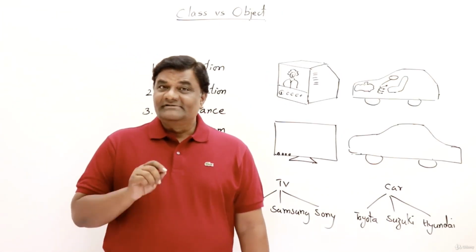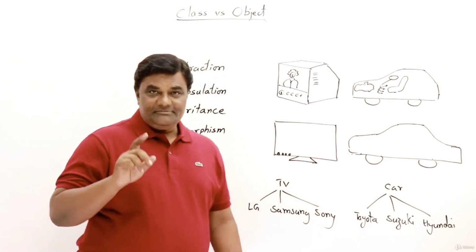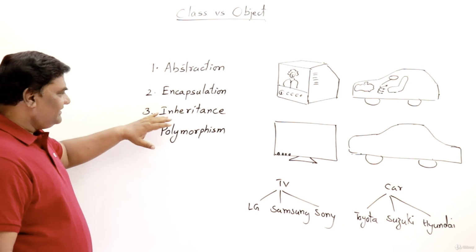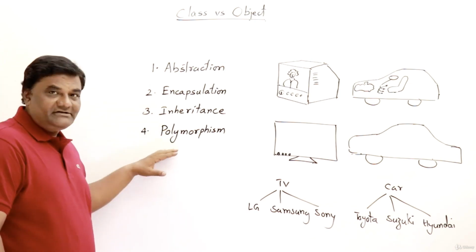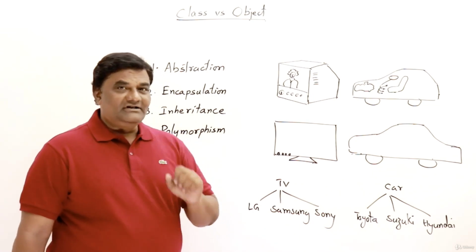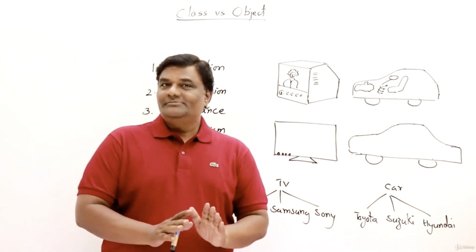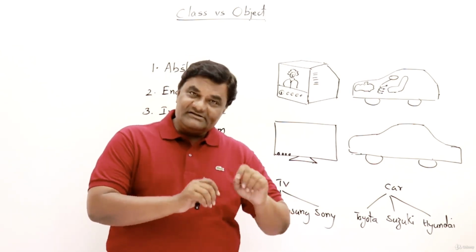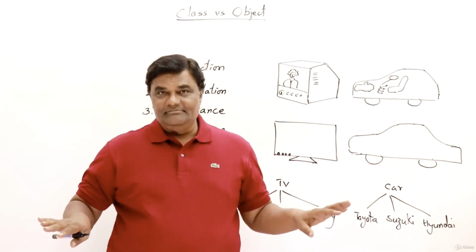Let us look at the principles of object-oriented programming. The principles are abstraction, encapsulation, inheritance, and polymorphism. So these are the principles of object-oriented programming. Now, one important thing: learning object-oriented programming is different and learning Java is different. So I say separate them, right?